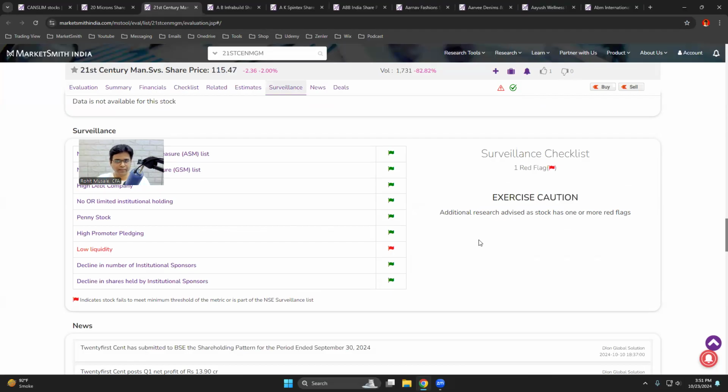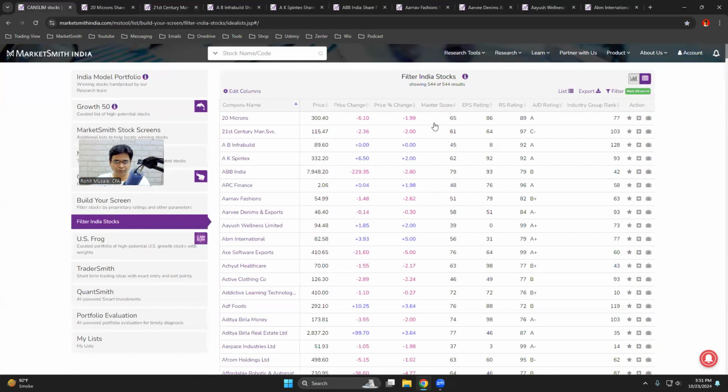Okay. So I think out of 544, you can easily reject around 100 to 150 stocks. That is my guess. I have not counted, but you can easily reject 150 to 200 stocks. So that leaves us with around 300, 350 stocks.